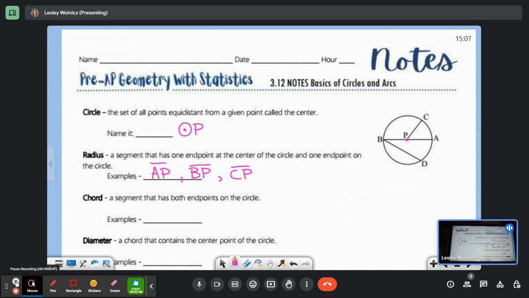Okay, so a chord is a segment that has both endpoints on the circle. So what are the chords in this diagram? I see one that's BD or DB. What's the other one? AB.